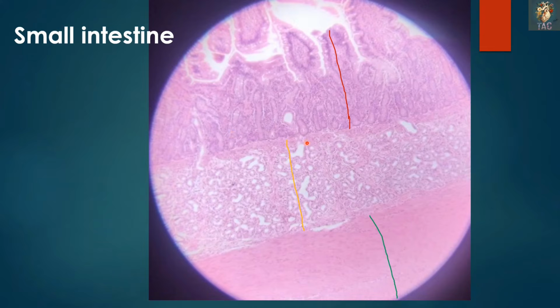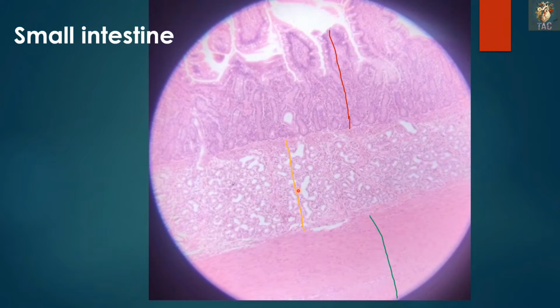Then another differentiating point which is present over here, this is the submucosa, and this contains a large number of mucus acini. So these are basically the Brunner glands which are present in the submucosa. And while looking at the Brunner glands, you can easily write this slide as that of the duodenum.